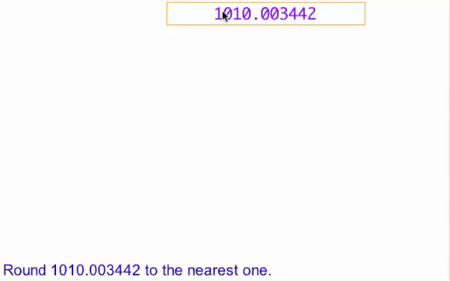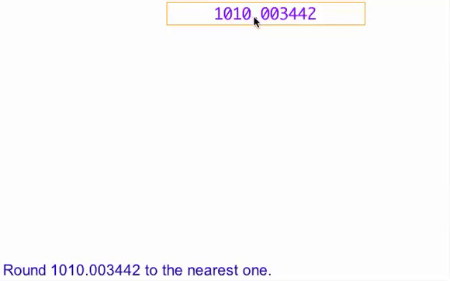Okay, we're being asked to round 1010, and I'm just going to read this as the number 0.003442 to the nearest 1. So this is the nearest 1, so the number before it is tenths. Tenths is less than 5, so it's 4, 3, 2, 1, or 0, and so that tells us to round down. So we keep the 0, everything else after becomes a 0. Now, everything else after the ones place becomes a 0.